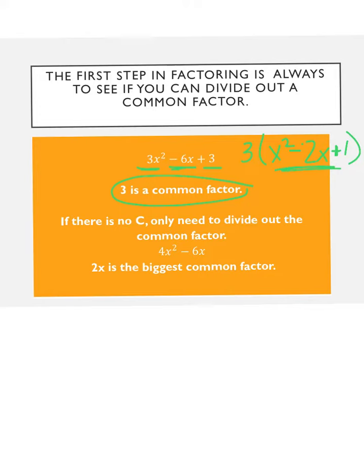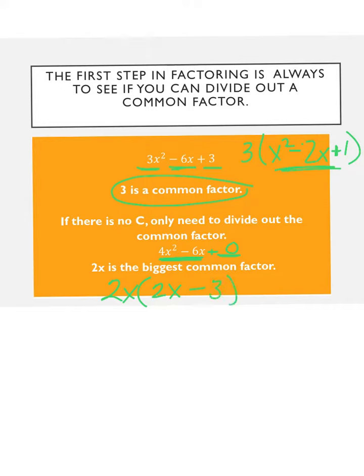If there's no c, by the way, if it's just plus 0, all you have to do is see if there's a common factor you can divide out. And if there isn't one, then you're just going to pull out an x. So in this case, 4 is divisible by 2, and it has an x, and this one's divisible by 2. So we would take a 2x out. If we divided 4x squared by 2x, all we'd have left is 2x. If we divided 2x from the negative 6x, we would end up with negative 3.